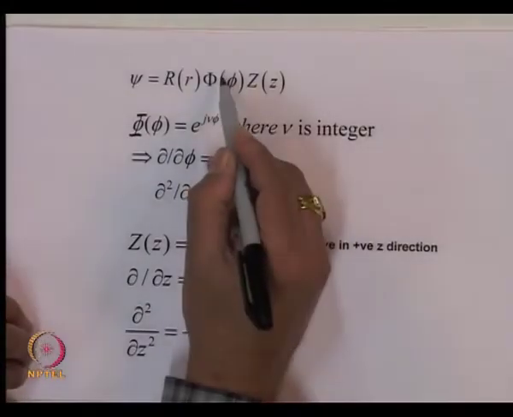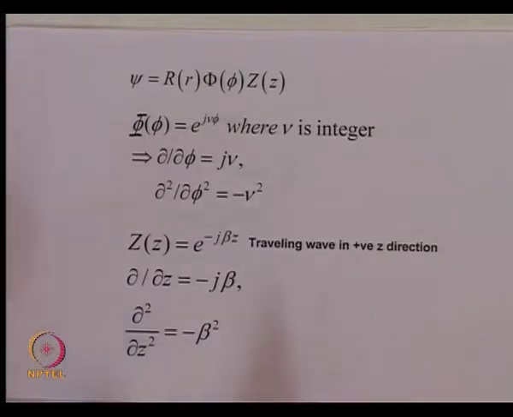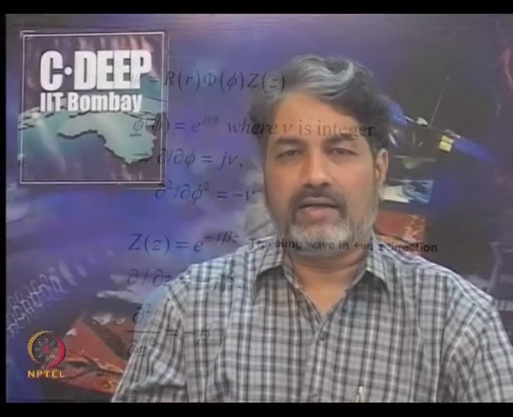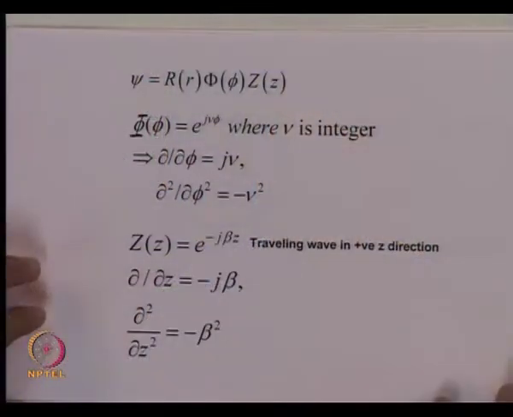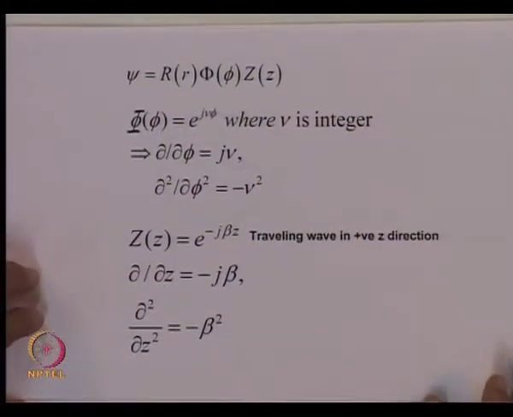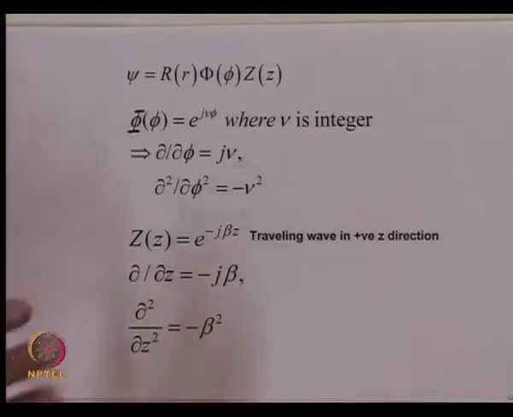So, this function now is defined from our physical understanding that if I move along r equal to constant and z equal to constant, when phi changes by 2 pi, you must reach the same point, or the field must repeat itself when phi changes by 2 pi. For defining this function z, again we can understand that we are talking essentially about energy propagation inside the fiber, which is in z direction.